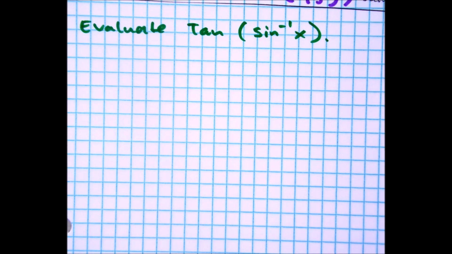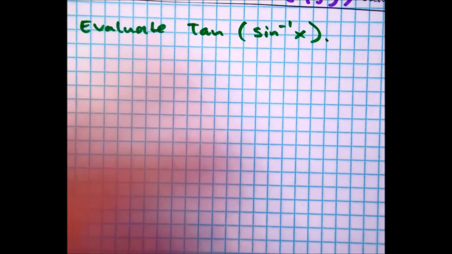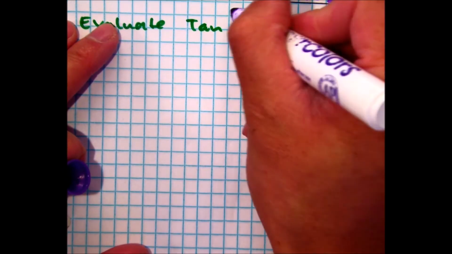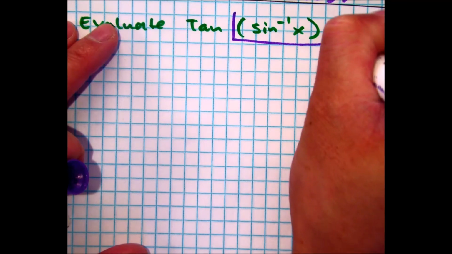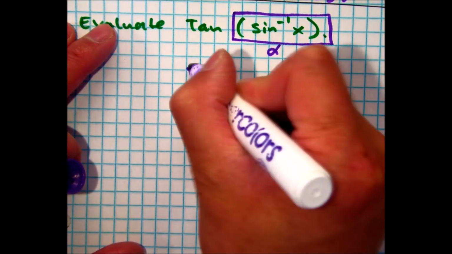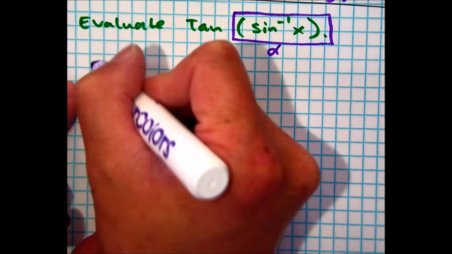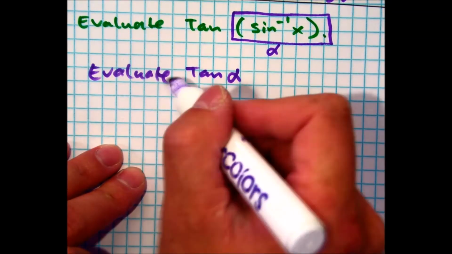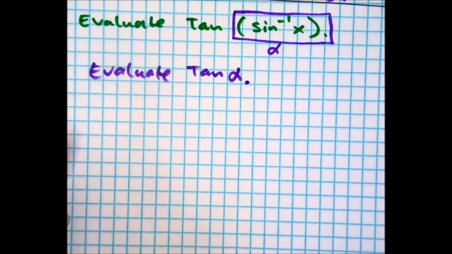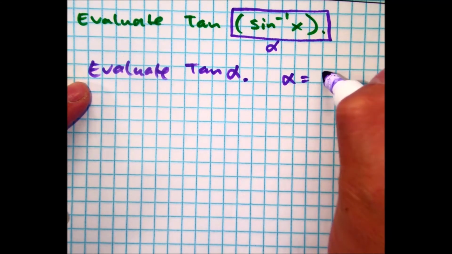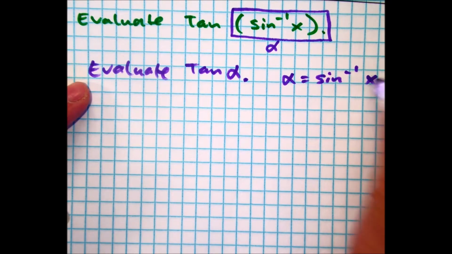Alright, this problem, do something very similar to what we did on Friday. You're just going to set that parentheses equal to your favorite variable. I'll choose alpha. So essentially you have tangent of alpha. You just basically need to evaluate tangent of alpha. Well, you do know some information. It tells you alpha is equal to the inverse of sine of x.